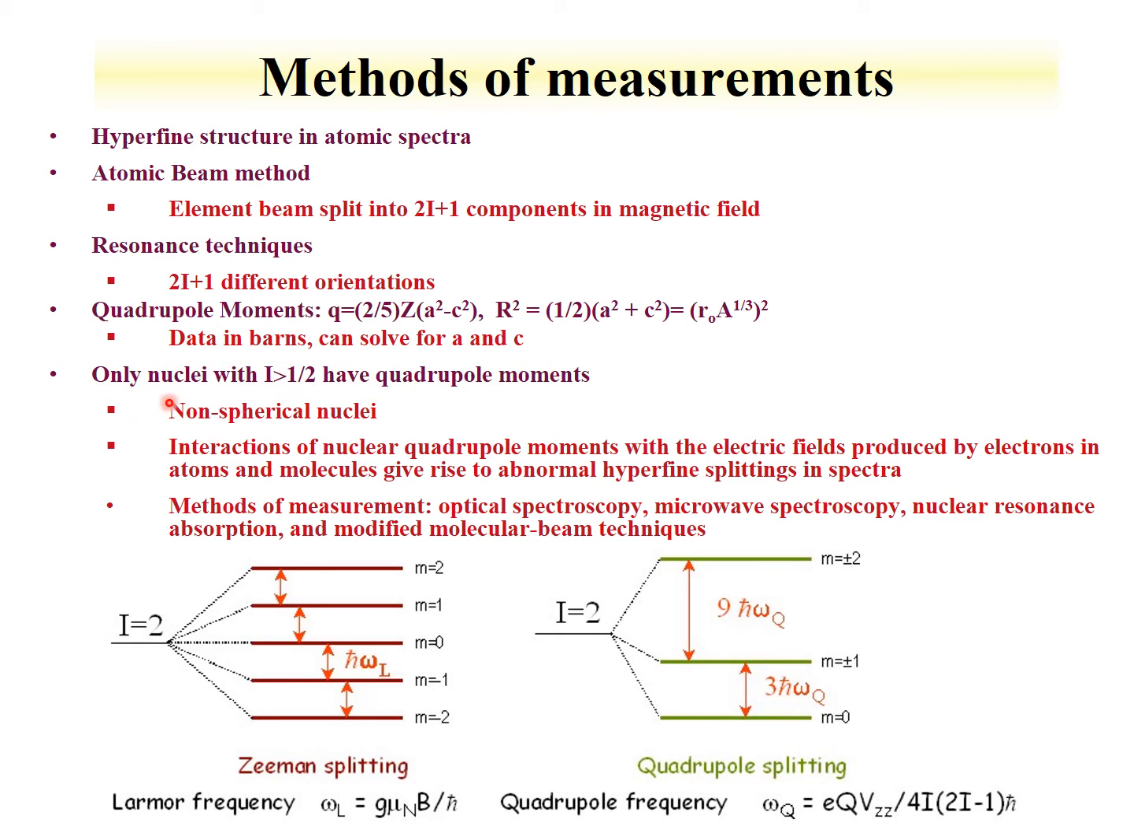Nuclei with spins greater than 1/2 have quadrupole moments and tend to be non-spherical. The interactions of nuclear quadrupole moments with electric fields produced by electrons can give rise to hyperfine splitting in spectra. You can measure these with optical and microwave spectroscopy, NMR, and molecular beam techniques. So this is maybe some information you might have seen in other courses, and how it relates to our understanding of the nucleus, particularly in terms of the magnetic properties of the nucleus. And that's derived from the spin of the nucleus.